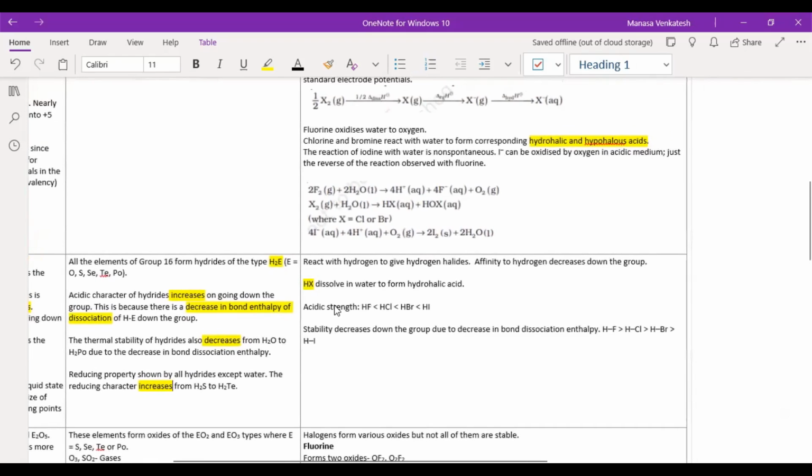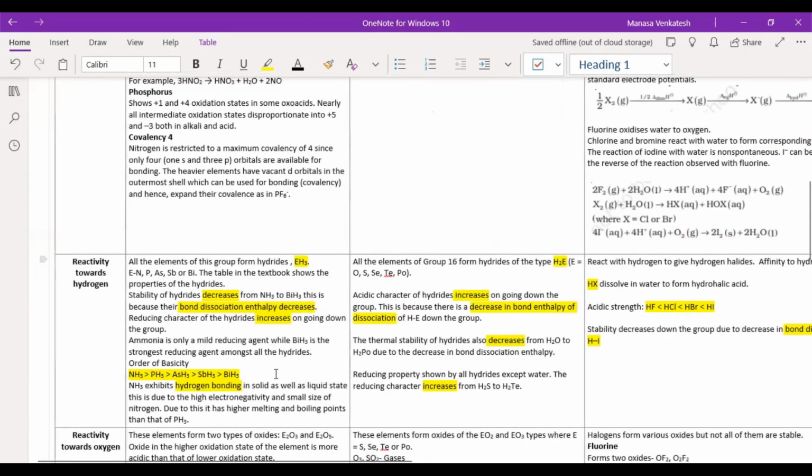Last is halogens. So halogens, they react with hydrogen to give hydrogen halides, that is HX. So when HX gets dissolved in water, it forms hydrohalic acid. And the acidic strength is the highest for HI and the least for HF. And as we go down the group, the stability is going to decrease. So HF is the most stable, whereas HI is the least stable. And this is obviously, again, due to the decrease in the bond dissociation enthalpy. So for hydrides, remember these words: bond dissociation enthalpy, and based on that, relate your answers.